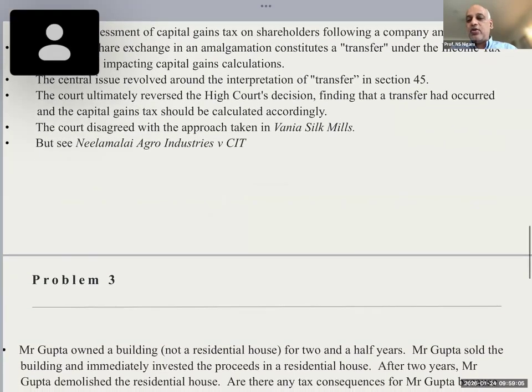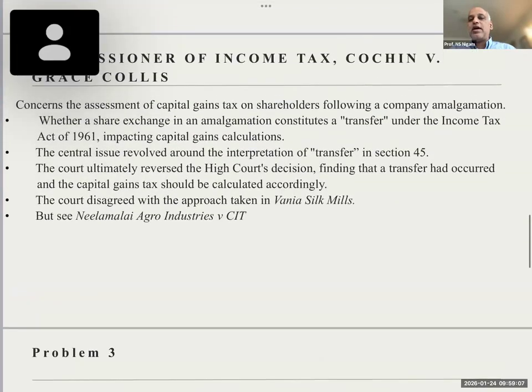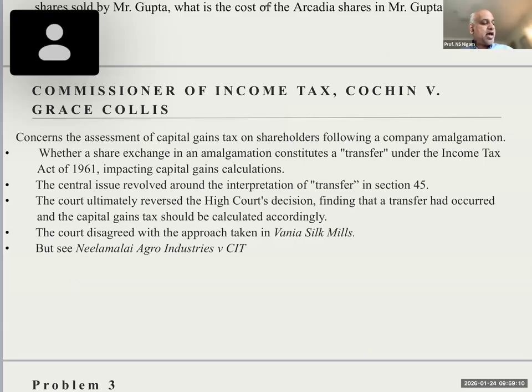However, and by the way, so we did all this, however, I've said at the end, but see Nilamalai Agro Industries versus CIT, and the reason why I've said that is because in Nilamalai Agro Industries, after the Grace Collis case, the same kind of issue about insurance proceeds came back. And in Nilamalai Agro Industries, despite the decision in Grace Collis, they said for example, if you have an asset that's destroyed by fire, then you get an insurance.